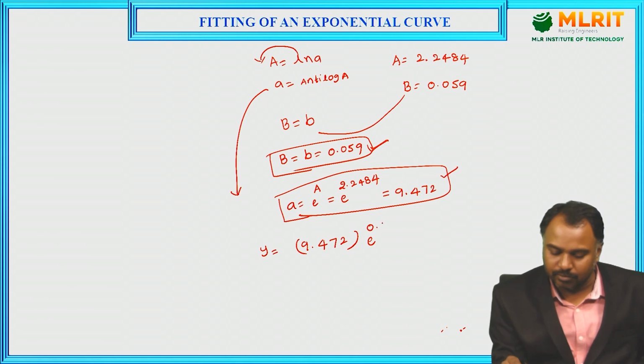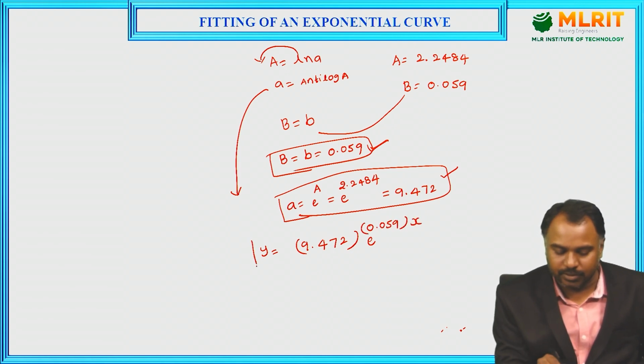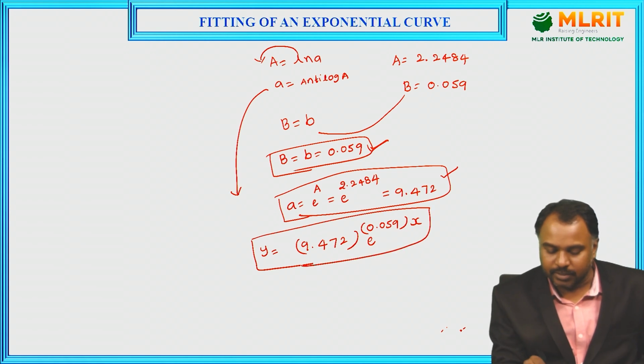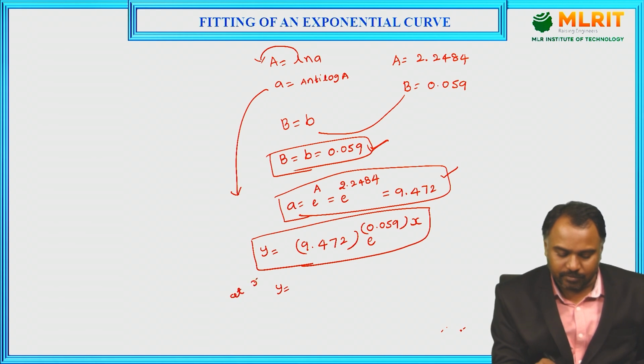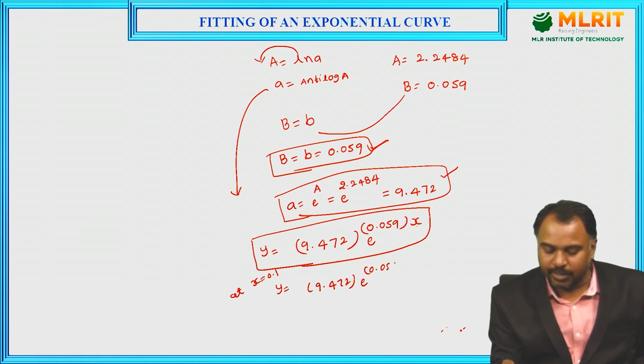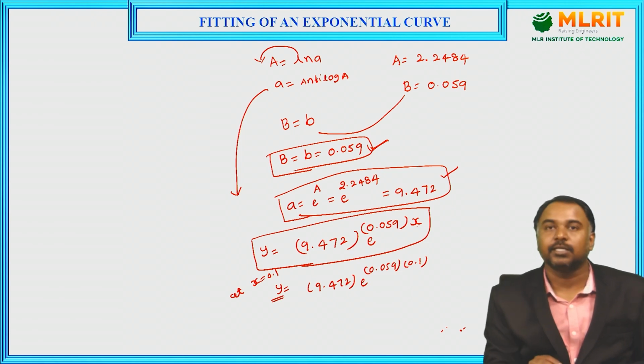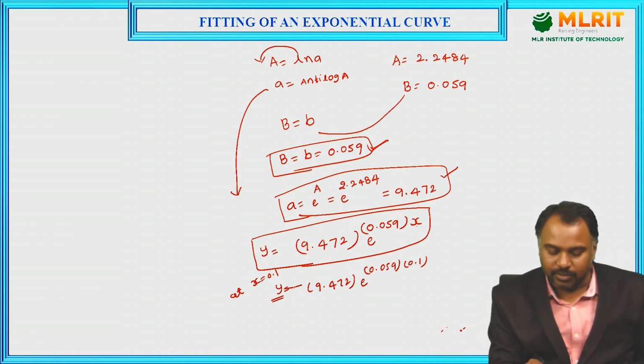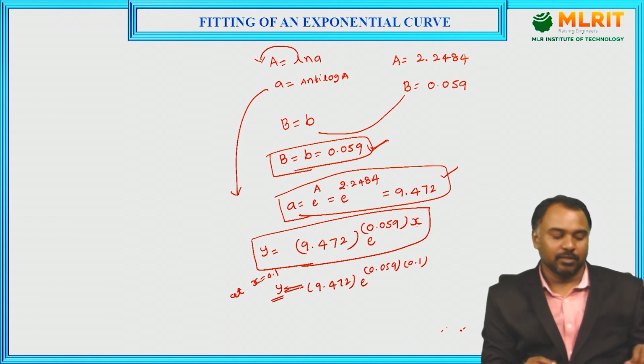where b is 0.059 into x. So this is the constructed exponential curve. Now if you want to find any y value at x equal to something, say 0.1, you can just substitute 0.1 in the place of x. So you will get the y value directly at any x value by substituting the x value easily. So this is what fitting of an exponential curve is.